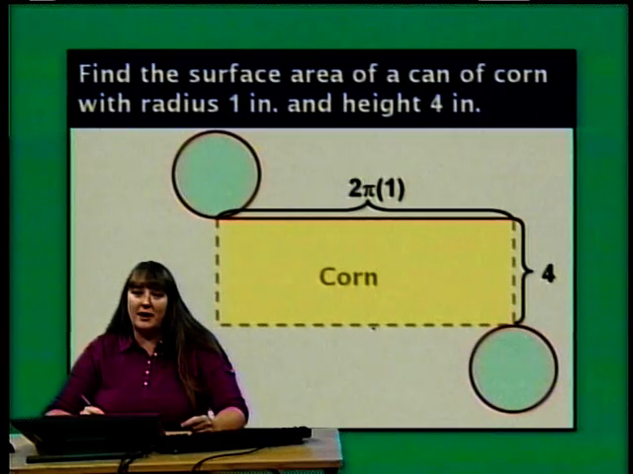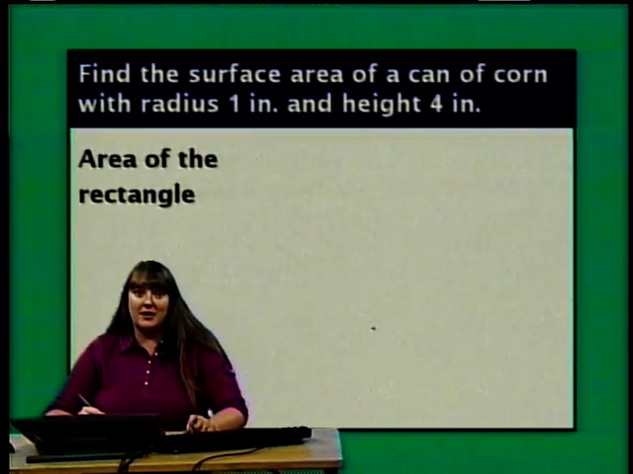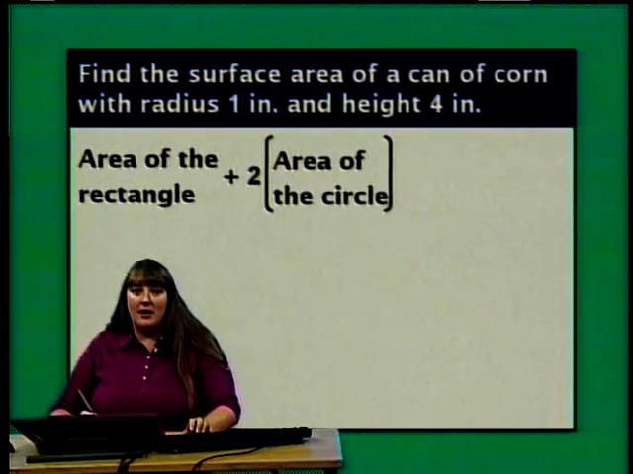So when I go to find the surface area of this can of corn, I'm going to need to add the area of the rectangle and add 2 times the area of a circle, since I have the top and bottom of the can. So I'm going to take the area of the rectangle and add 2 times the area of the circle for the top and bottom of the can.